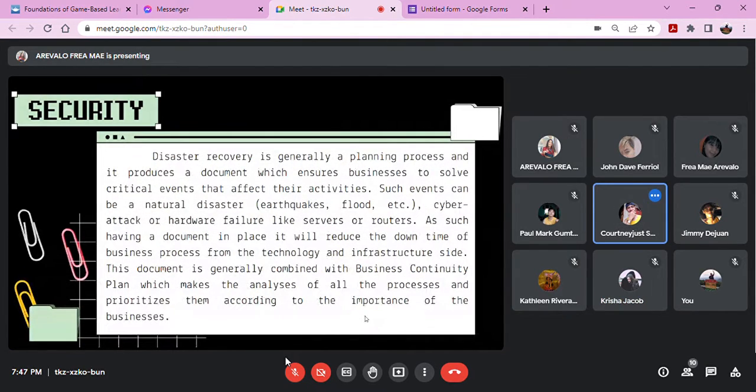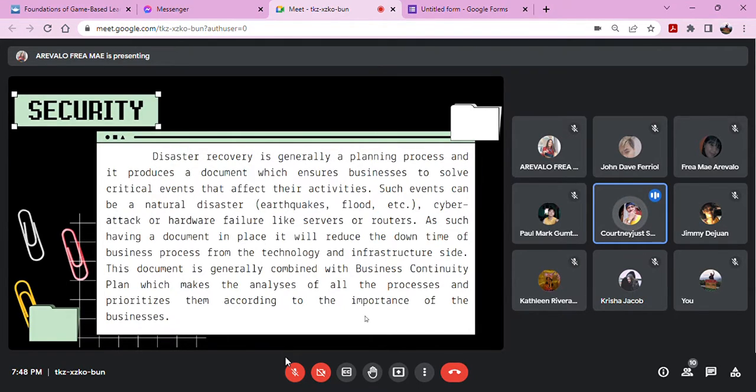Security. Disaster recovery is generally a planning process and it produces a document which helps businesses solve critical events that affect their activities. Such events can be natural disasters, earthquakes, floods, etc., cyber attacks, or hardware failures like servers or routers.